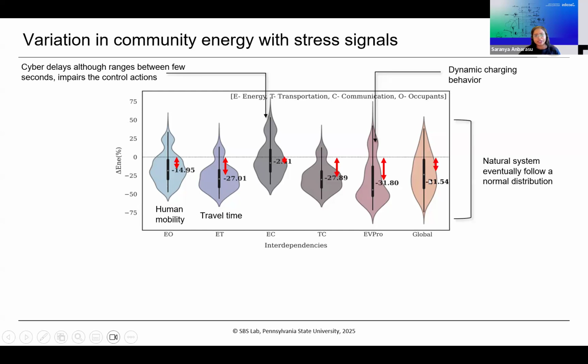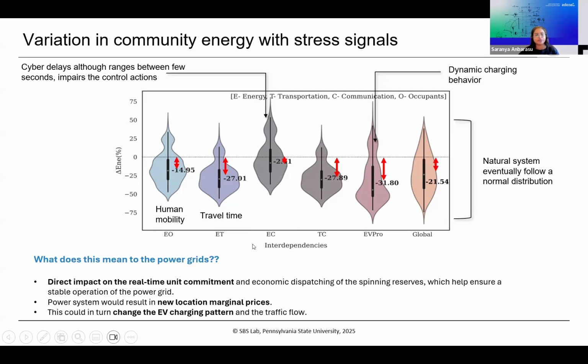And eventually, when we put all the interdependencies together, integrating them in the models, we started seeing the global interdependency. The energy consumption, although deviating by 21%, had a profile of the distribution that looked more like a normal distribution. This signals that the system is becoming more and more a natural system, because natural systems fit into this normal bell curve.